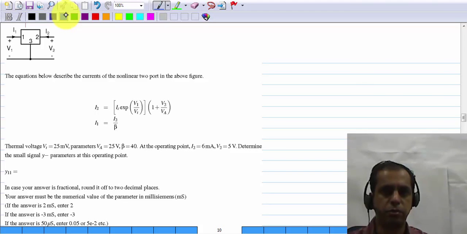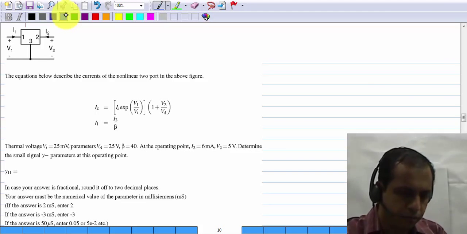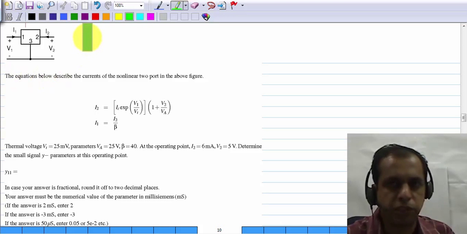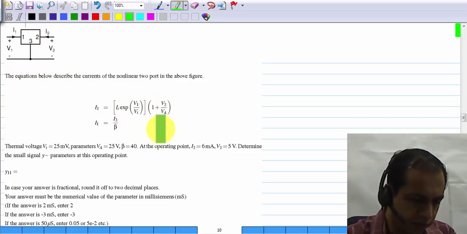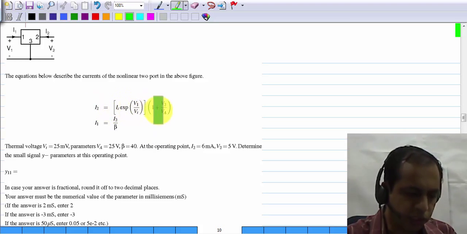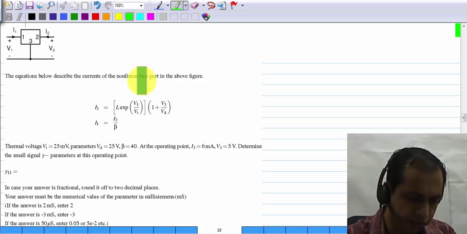Now we'll discuss the problems in the second assignment. The first problem is given here. It's a nonlinear device whose characteristics are given here. It has some I2 given by this expression. It depends on V1 and V2, and I1 is simply I2 divided by some constant.